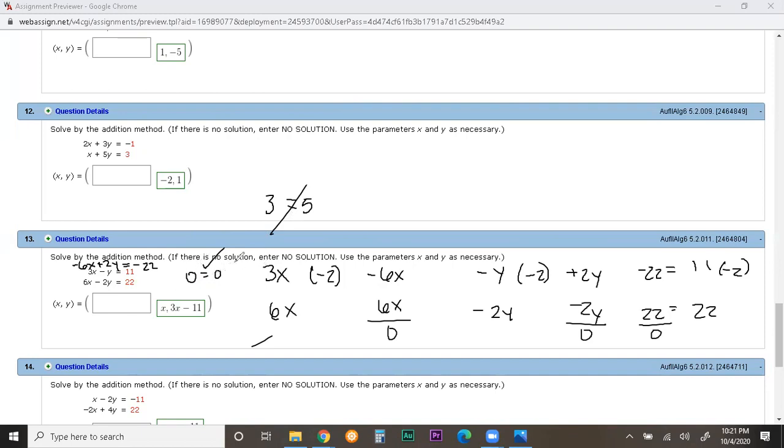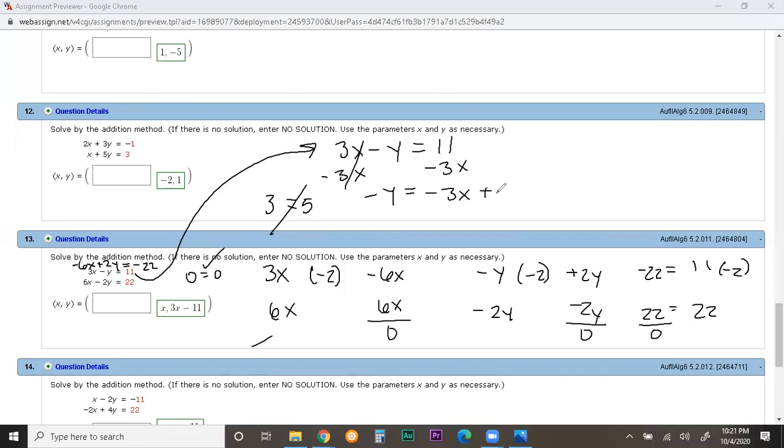So the way that we write this solution in our WebAssign, we have to write it as an ordered pair. So let's take one of our equations. Let's take this first equation, 3x minus y equals 11. We have to put it in slope-intercept form. So we're going to subtract 3x from both sides. We have -y equals -3x plus 11. We can't have the -y, so we have to change the sign of everything. So that's y equals 3x minus 11, okay?